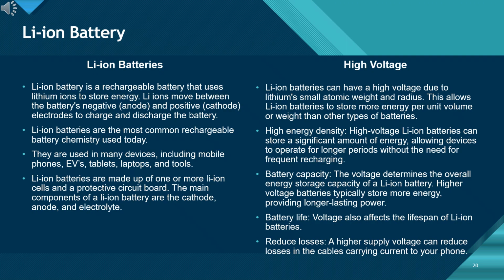One of the key advantages of Li-ion batteries lies in their high voltage and high energy density. Because lithium has a small atomic weight and radius, these batteries can store a large amount of energy in a compact and lightweight form, enabling longer runtimes for devices and greater driving ranges for EVs. Voltage not only determines the overall energy storage capacity, but also influences efficiency, battery life, and power delivery. Higher voltage systems reduce electrical losses, improve performance, and extend operational lifespan. Taken together, these characteristics make Li-ion batteries the leading choice for powering today's portable electronics and advanced electric mobility solutions.